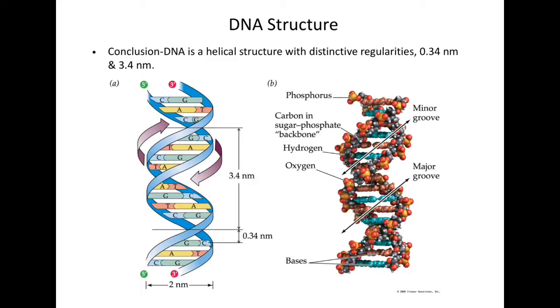Each base pair has a gap in between two base pairs of 0.34 nanometers. And we can measure the length of the DNA by taking each turn, which has 10 base pairs, as 3.4 nanometers or 34 angstroms.